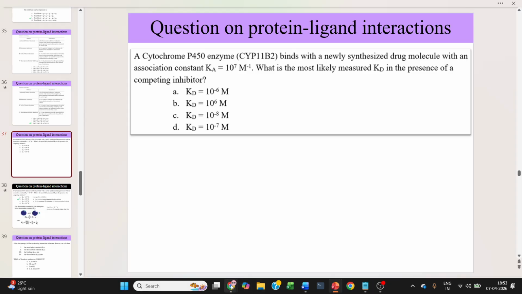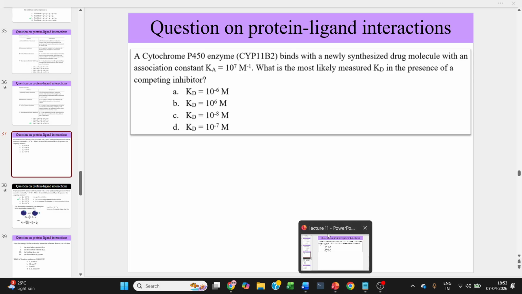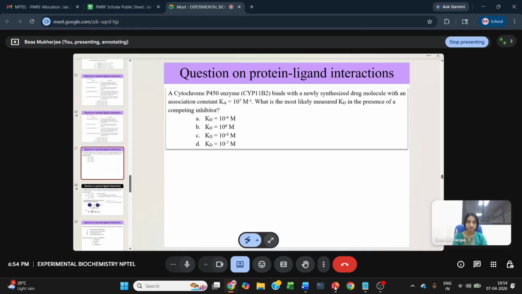So first is this question. I will remove this. Yeah. So there is this particular enzyme. It binds with a newly synthesized drug molecule with an association constant Ka. What is likely measured Kd in the presence of a competitive inhibitor? Now you know that in the presence of a competitive inhibitor, the Kd must decrease. And if it is decreasing, that means it is becoming what? Kd would be, so Kd here in this case, it would be 1 divided by 10 to the power 7.